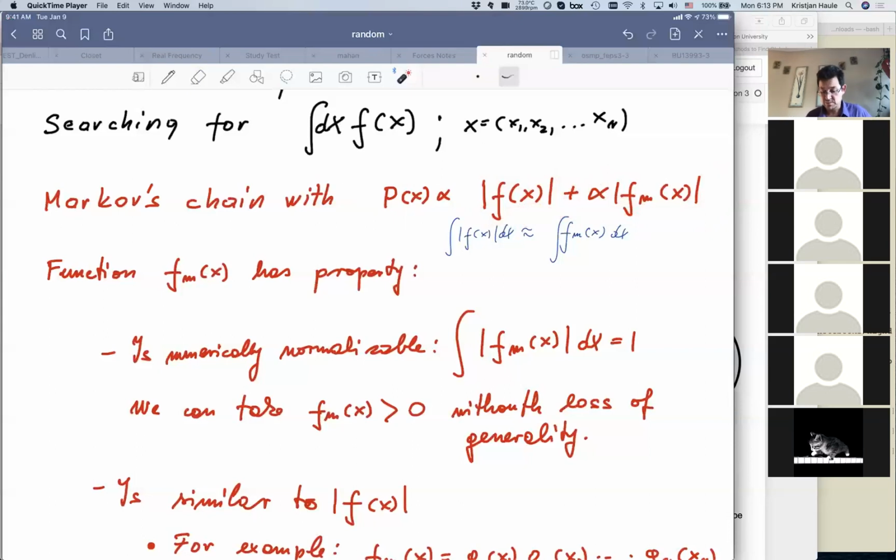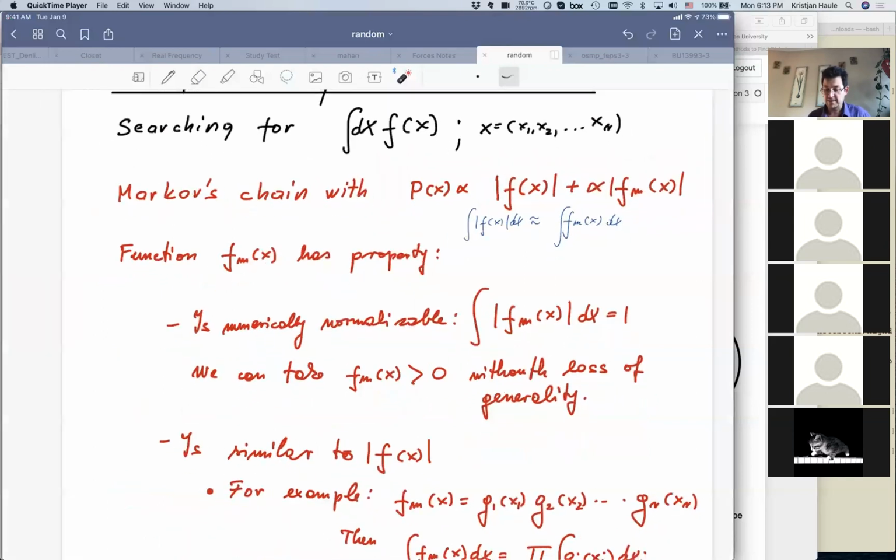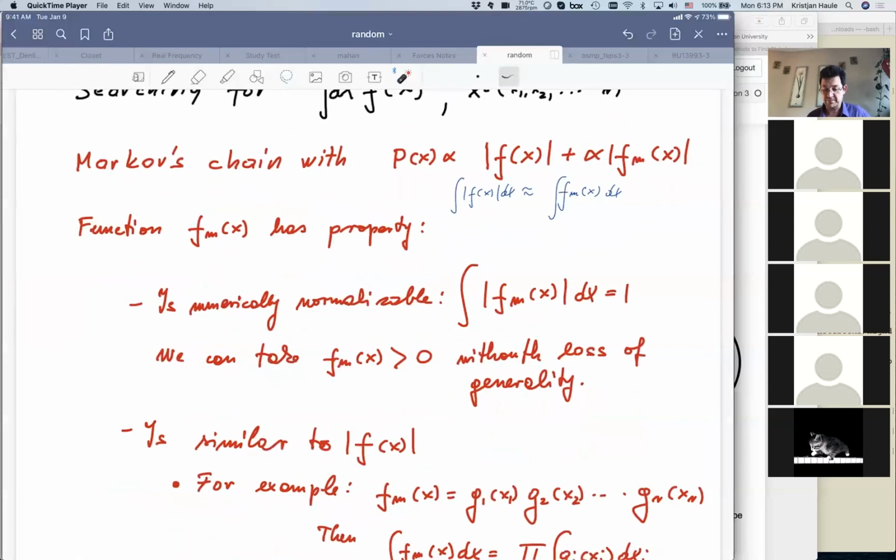Okay, so we would like the first approximation to just use this in the Markov chain. We take that the probability for the function is the absolute value of the function, but this will not give you the integral unless you add to it some small weight of another function which we know how to integrate. Then, if you have such a probability, we will derive what the integral of the function is.